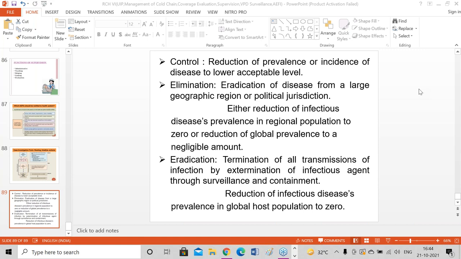And similarly, elimination is at a smaller scale. Here the transmission is interrupted, but the agent still persists. In control, we are reducing the prevalence and incidence. In elimination, the agent still persists, but the transmission is reduced. In eradication, the transmission is reduced, and the agent also is exterminated from the population. So which diseases have been eliminated, you should know. Just try finding out which diseases have been eliminated from our country, and which disease has been eradicated, I've already told you.